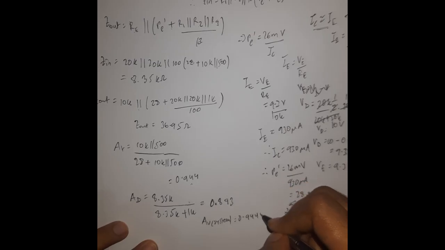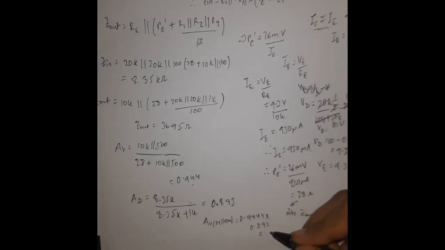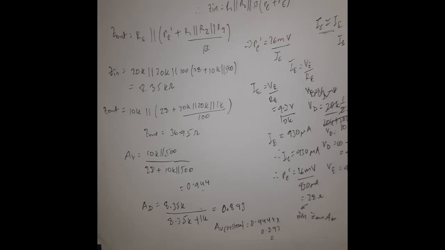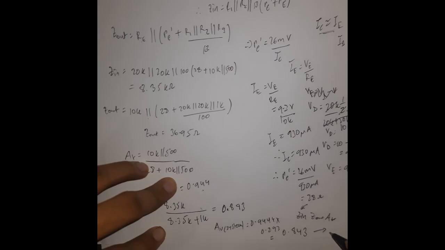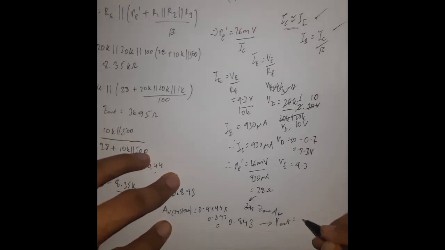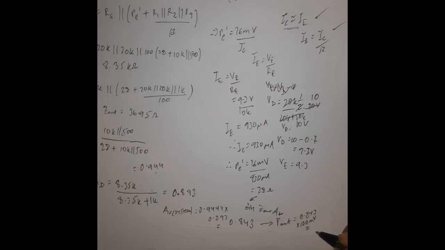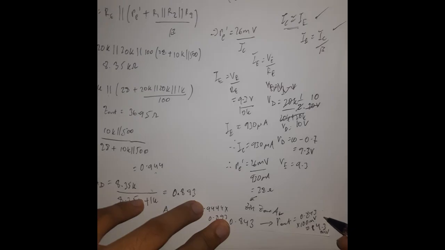So the total system gain, which is the actual gain, is 0.944 multiplied by 0.893, which is 0.843. So our output voltage is equal to 0.843 multiplied by 100 millivolt, which is 84.3 millivolt. This will be our output voltage, 84.3 millivolt.